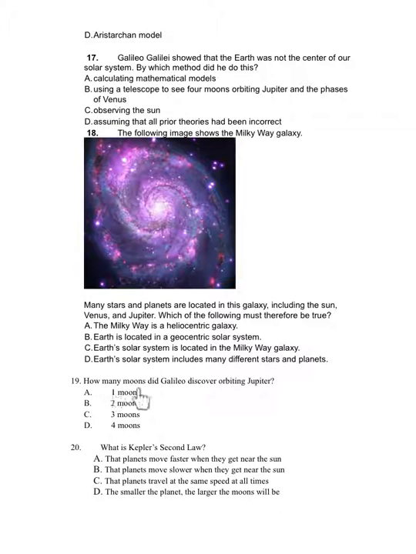Number 19. How many moons did Galileo discover orbiting Jupiter? A. 1 moon. B. 2 moons. C. 3 moons. D. 4 moons.